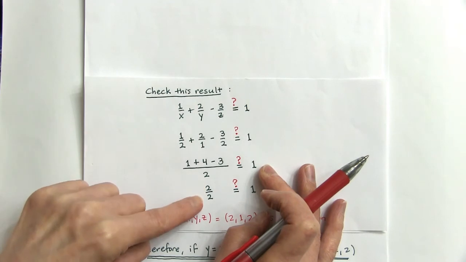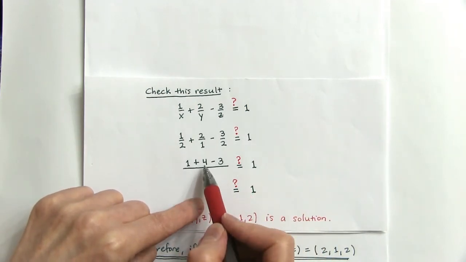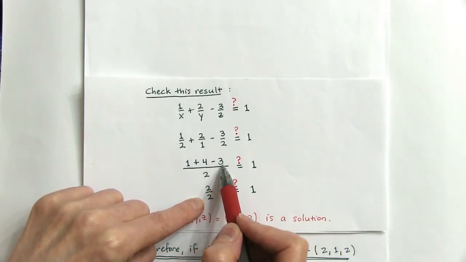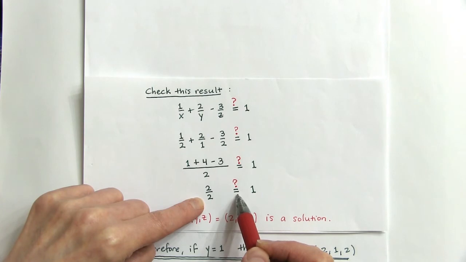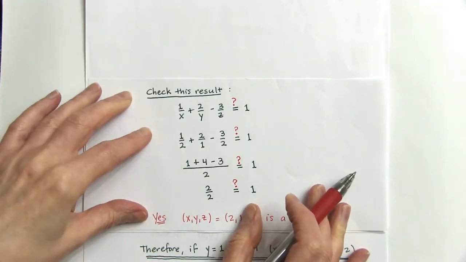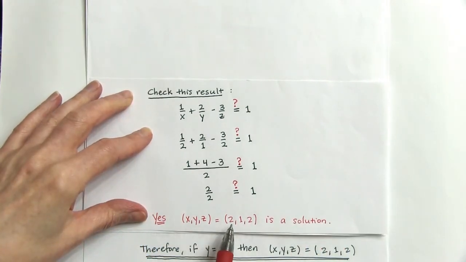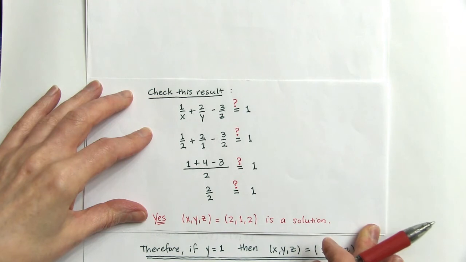And the answer is yes, because 1 plus 4 minus 3 is 5 minus 3, which is 2. So the left-hand side is 2 over 2, and yes, that does equal 1. So yes, the triple of positive integers, 2, 1, and 2, is a solution to the problem.